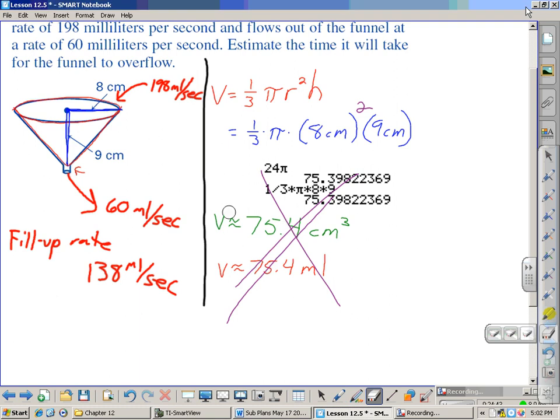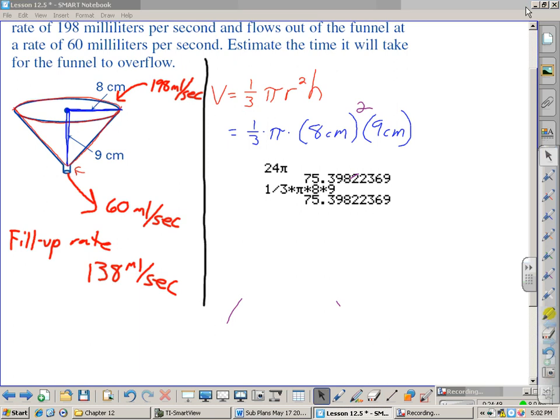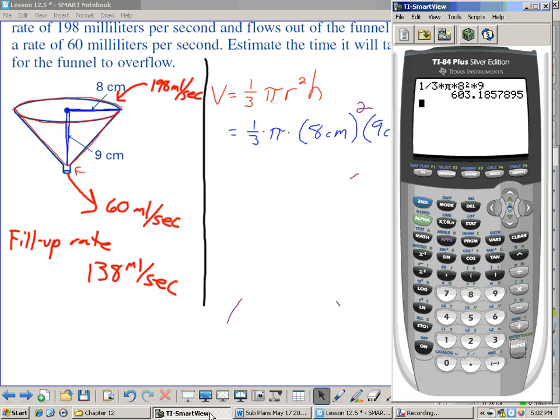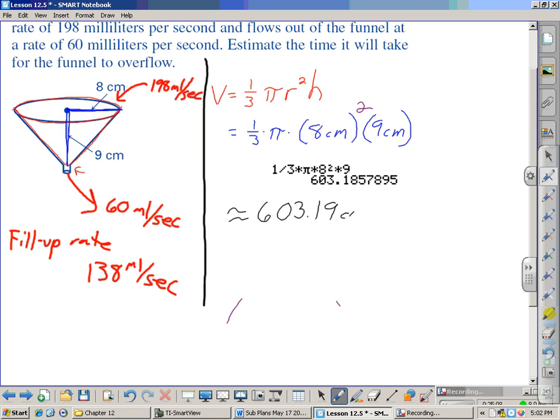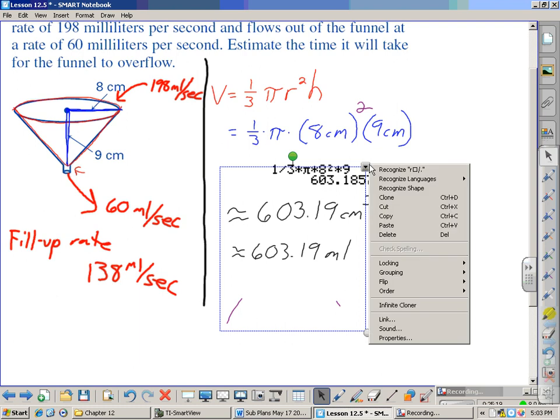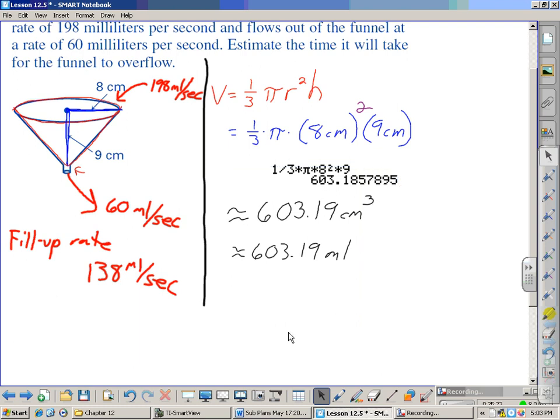Because you make mistakes, you can fix them. And then I'm going to take this, delete this, and then I'm going to take the new calculations. So if you check the notes online, you might not even notice that I made a mistake when I recorded this, but since you're in class listening to it, you might notice. So what we really have is 603.19 milliliters. A little bit better measurement for the funnel. And that's what we get.